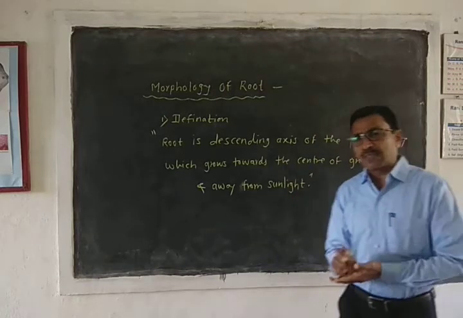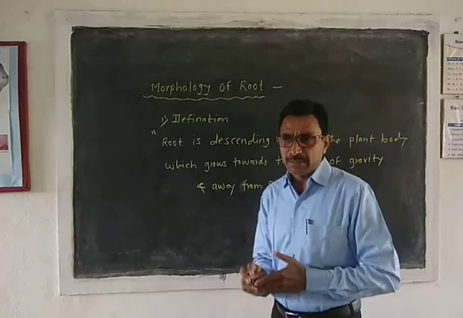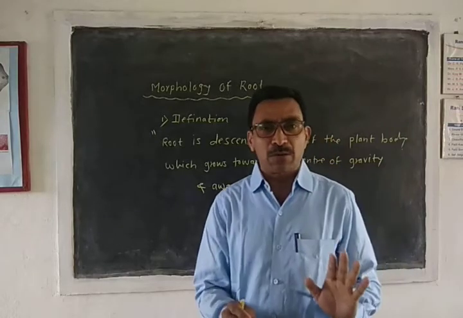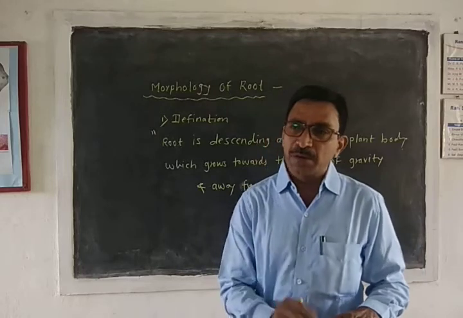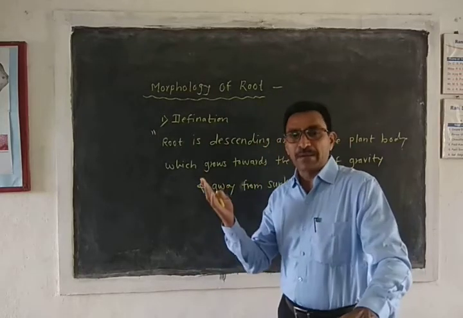Root is also called the underground part of the plant body. There are two parts of the plants. The underground part of the plant body is called root, while the aerial part of the plant body is called shoot.